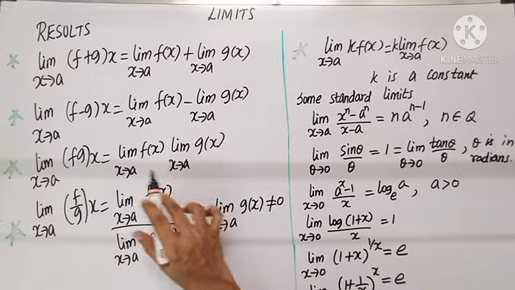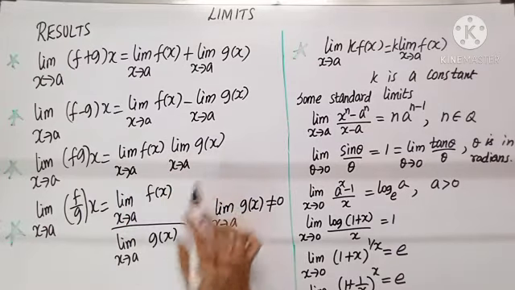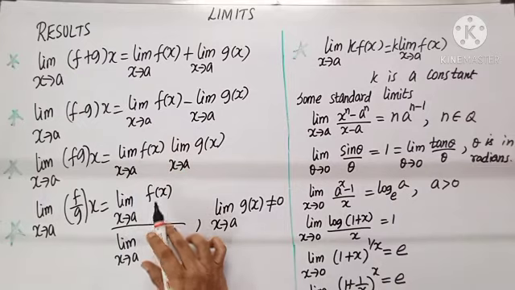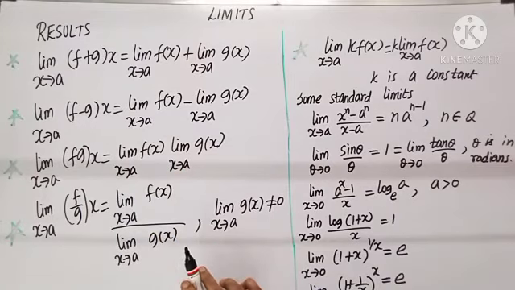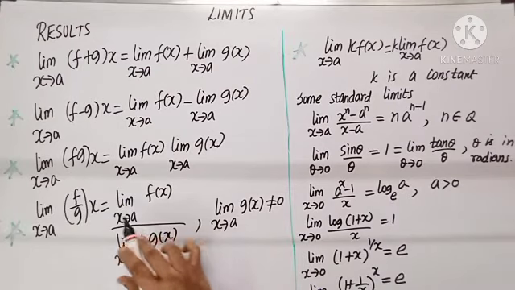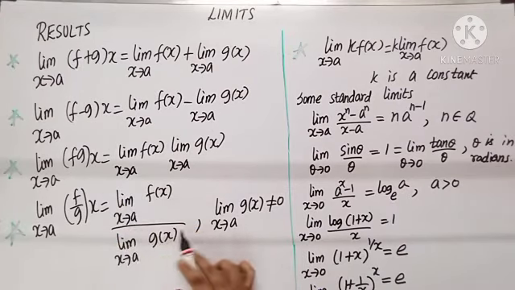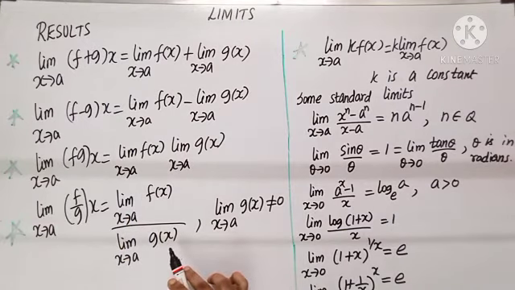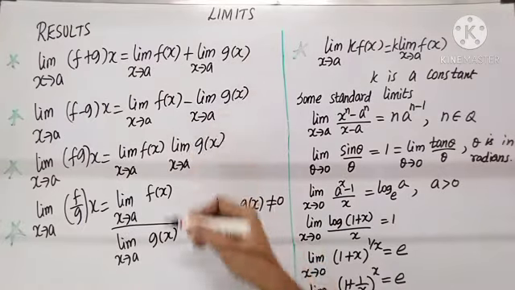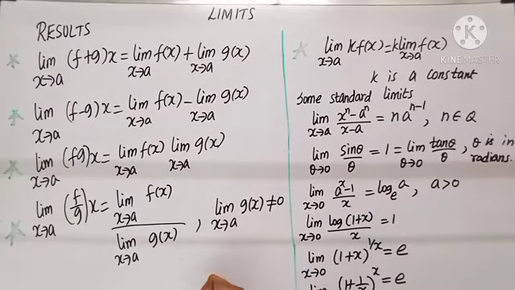Now also limit is split for multiplication: limit f of x into limit g of x. f by g of x: now the formula, limit f of x by limit g of x. Whenever we write a term in the denominator, ensure that it is not 0. So 0 should not come in the denominator. These are the properties or some special results I can say.